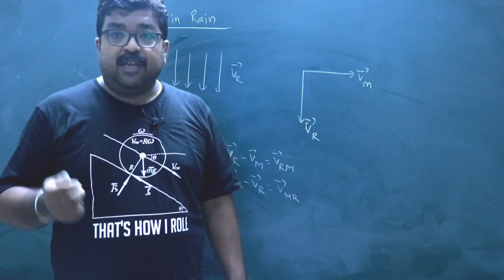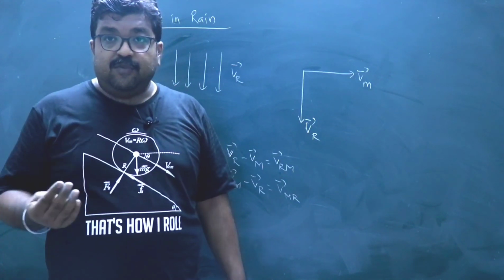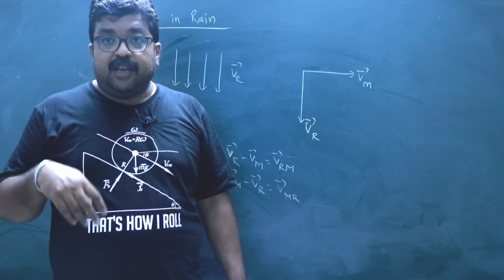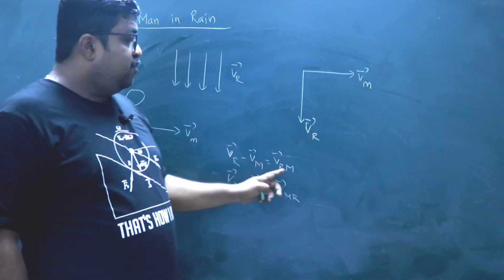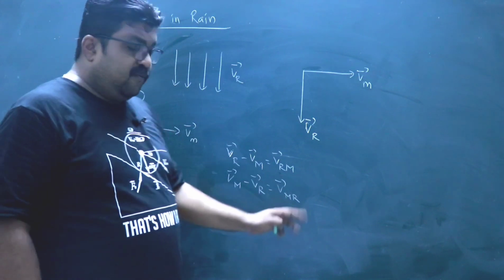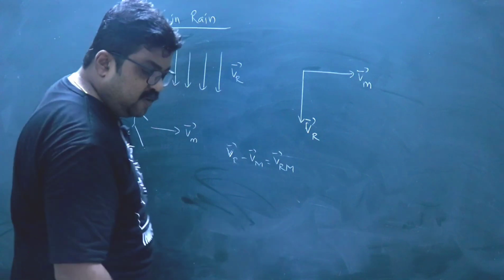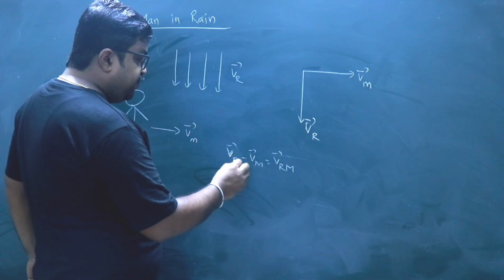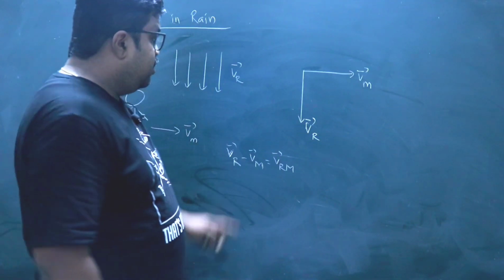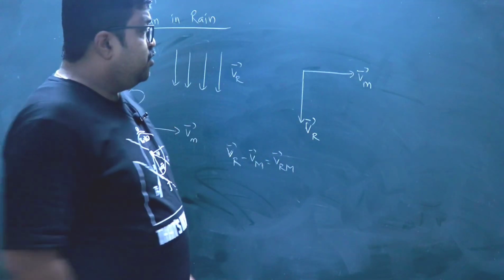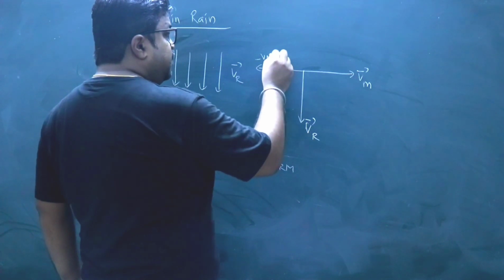When the man is walking, in what direction will he receive the rain? Because when he is moving, he will be getting the rain in a relative frame of reference. So that is the reason we need to find Vrm and not Vmr. So now it is clear to us that we need to find the value of Vrm, that is Vr minus Vm. So this is Vm. What will be the direction of minus Vm? Minus Vm will be in this direction.